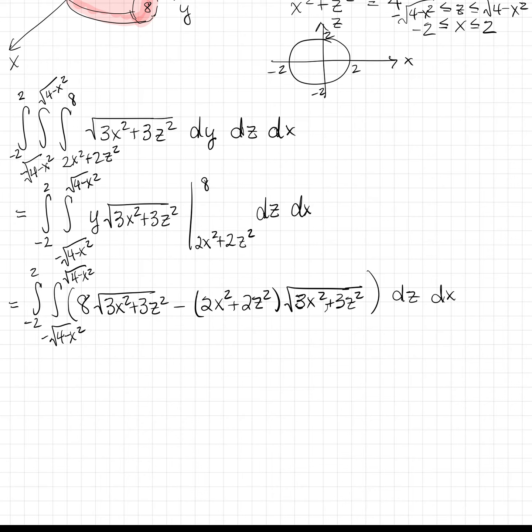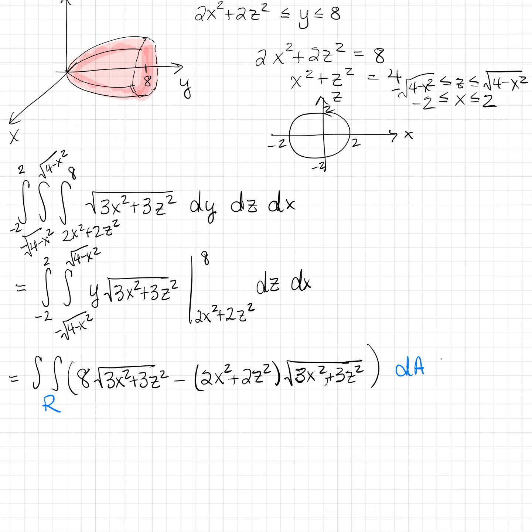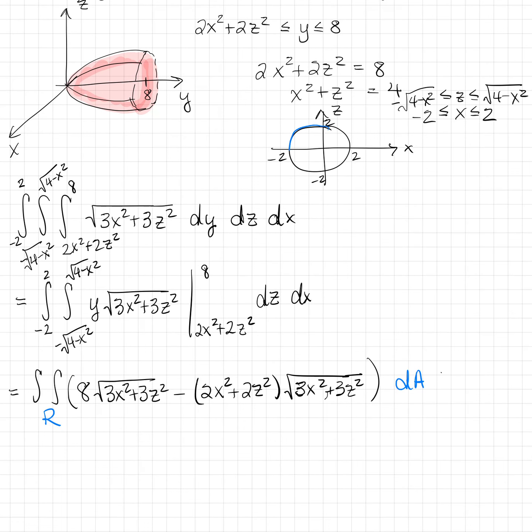So what I want to do is notice, what if I just erase this and call it dA here? And I'm going to erase my bounds and call this the double integral over R, where up here is my R, right? It's this circle of radius 2. Now what did we do in the last section? We set up double integrals with regions of integration like circles using polar coordinates. And so we can do that here to make our life a little bit simpler.